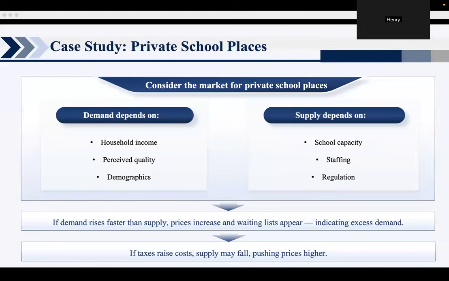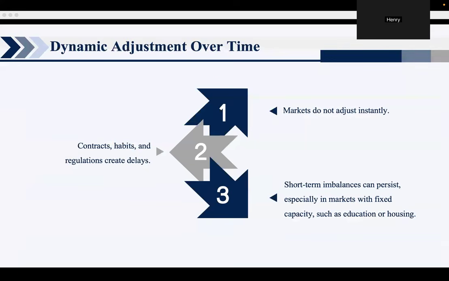Let's apply this to a real world example. Consider the market for private school places. If demand increases faster than supply, prices will rise and waiting lists may appear. This indicates excess demand. Now consider taxation. If a tax increases costs for schools, supply may fall and prices rise further. This shows how both demand and supply shifts interact in determining outcomes.